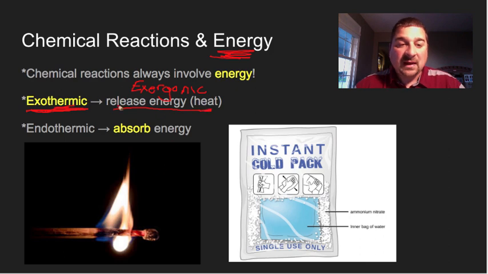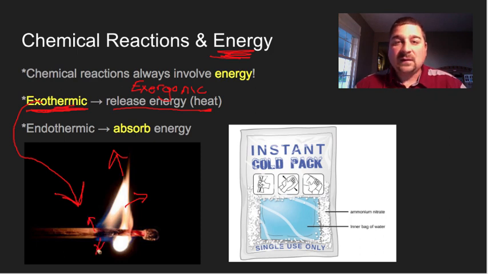For example, down here I put lighting a match. It's giving off light energy, it's giving off heat energy, maybe some sound, some crackling as the wood is burning. So it's giving off energy, mostly in the form of heat. Endo means towards the inside, so they're going to absorb energy.